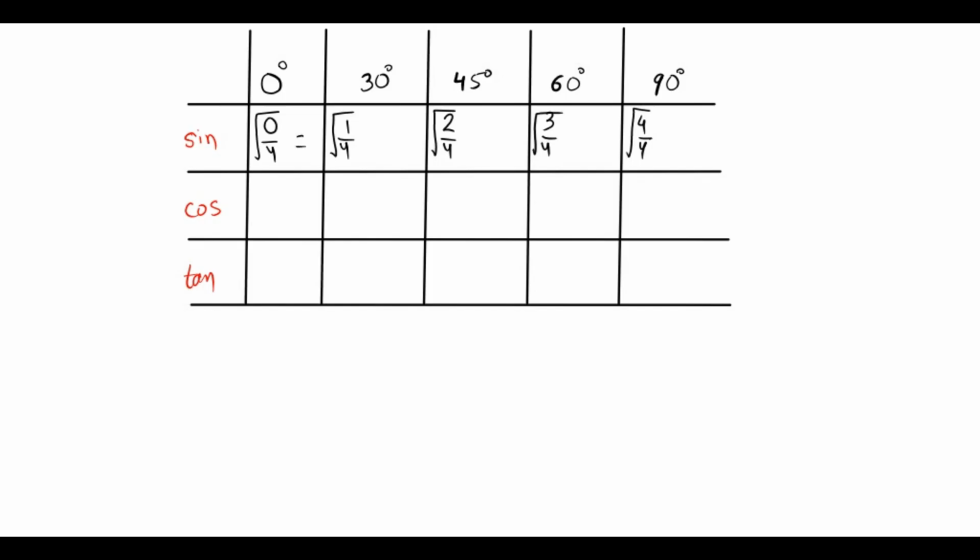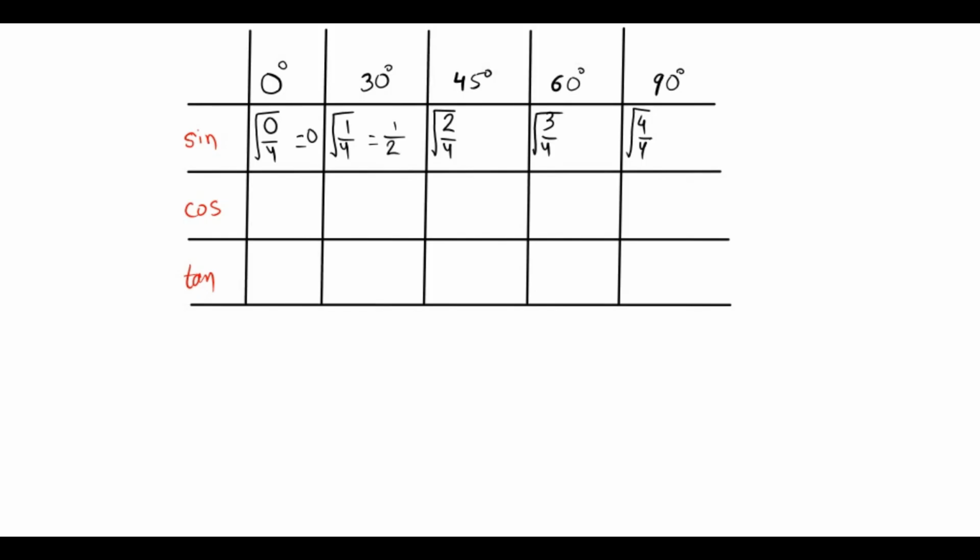0 over 4 is 0 and square root of 0 is also 0. So sine of 0 degrees is 0. Square root of 1 over 4. Square root of 1 is 1. Square root of 4 is 2. So sine 30 is 1 over 2.